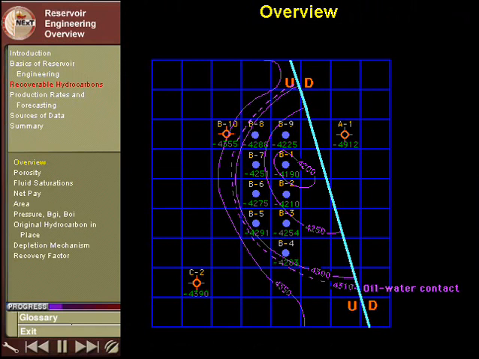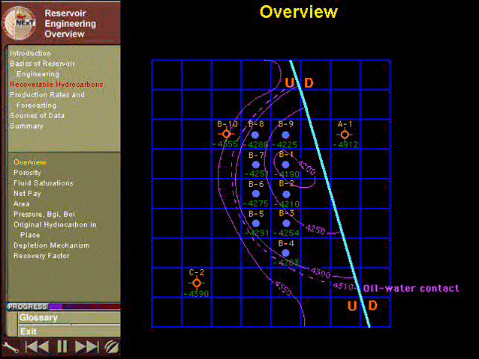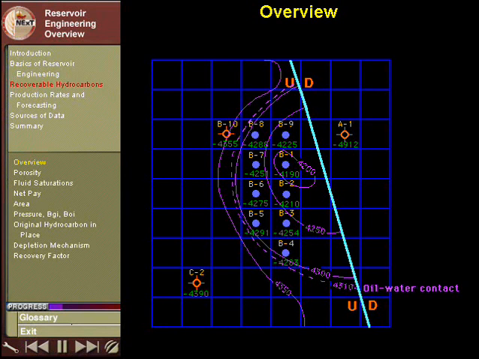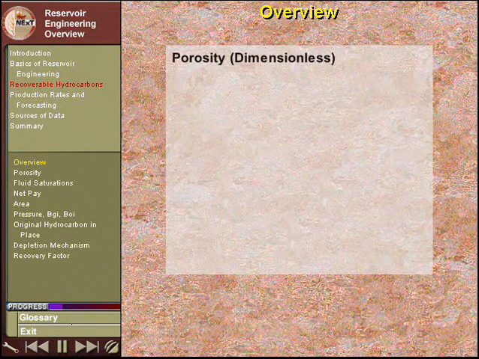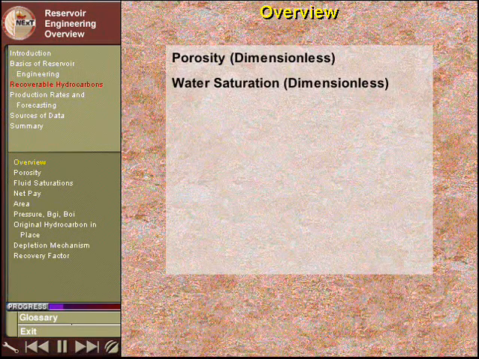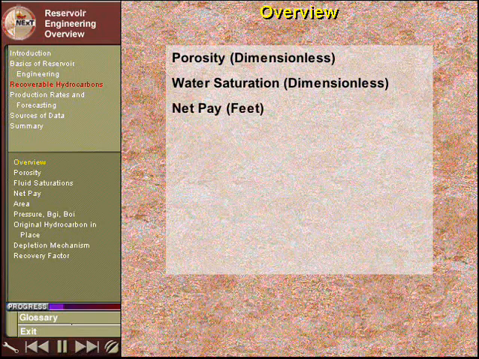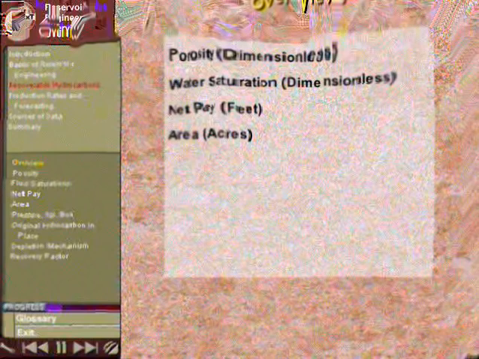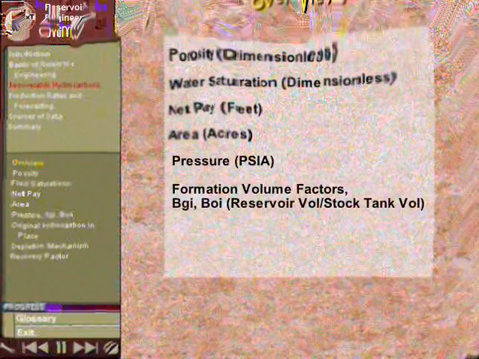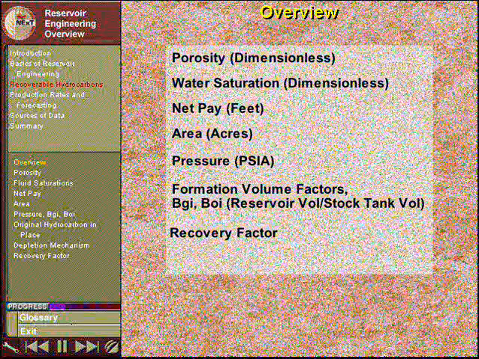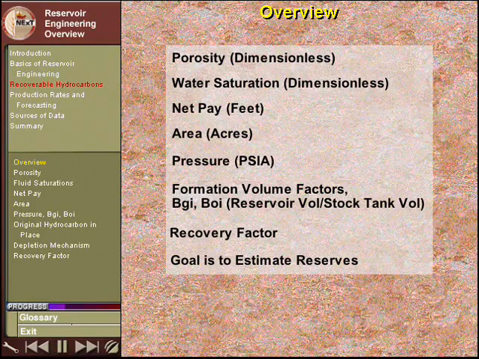As part of creating an overall development plan for a field, recoverable oil and/or gas reserves must be estimated in each reservoir. The data that are used in the estimation of reserves by using the volumetric method are the following: porosity, water saturation, net pay, area, pressure, BGI, BOI, recovery factor. In this section, we will describe each parameter and provide information on how it is used to estimate reserves.